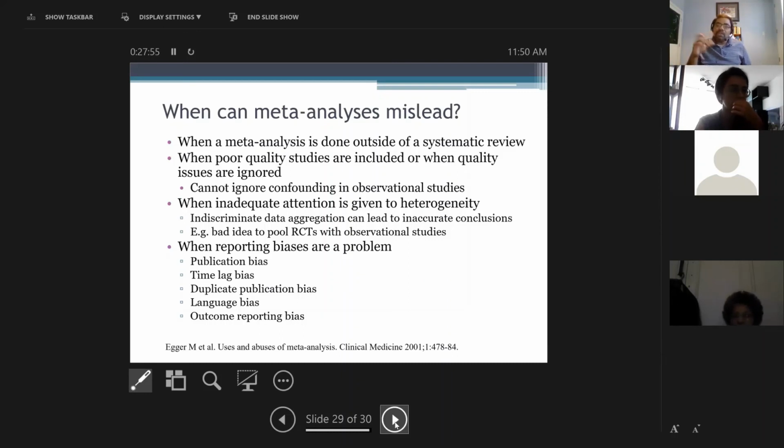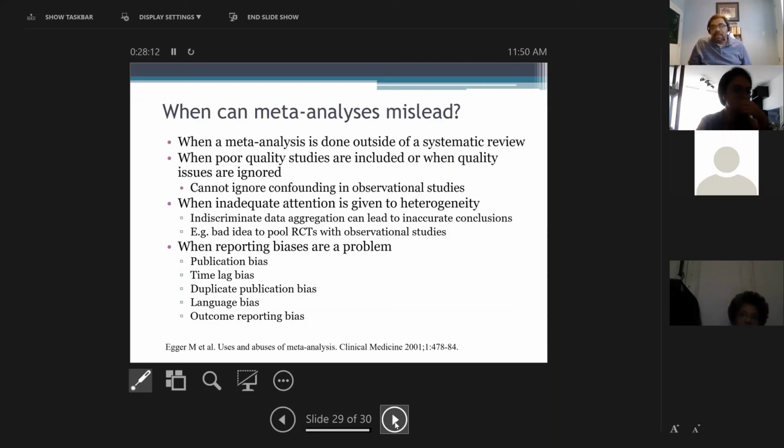There's also something called duplicate publication bias. The same trial is published in Chinese and then in English. If you count them both into your meta-analysis, that's a problem because you've given one study additional weightage. You counted them twice, right?